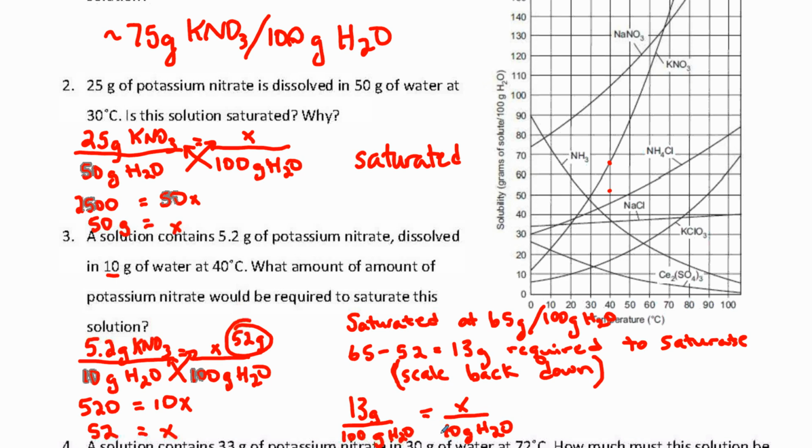Again, you can cross multiply and solve for x. I'm kind of running out of room here. So that would make 130 equal to 100x. Divide by 100 on each side, and x would be 1.3. So 1.3 grams of KNO3 is required.